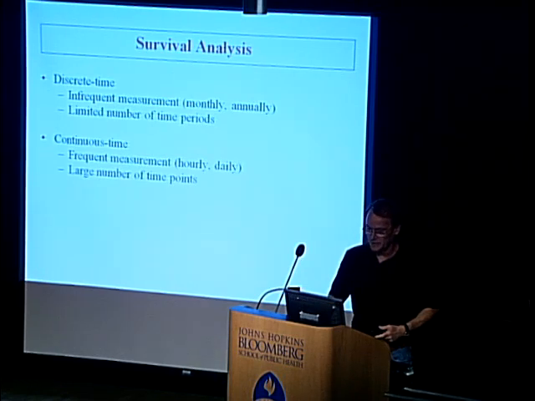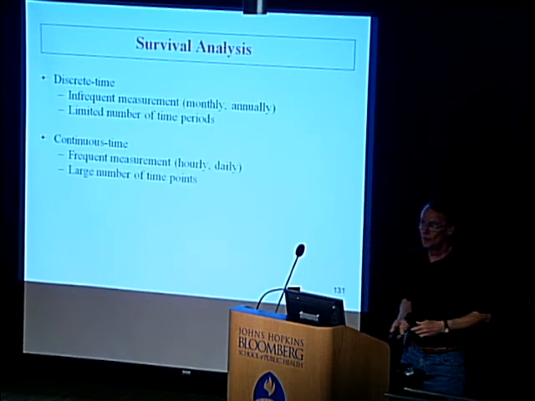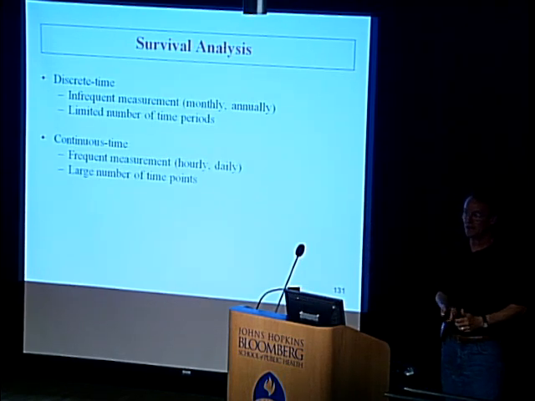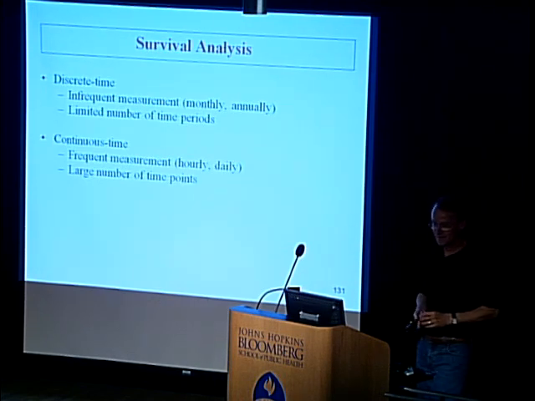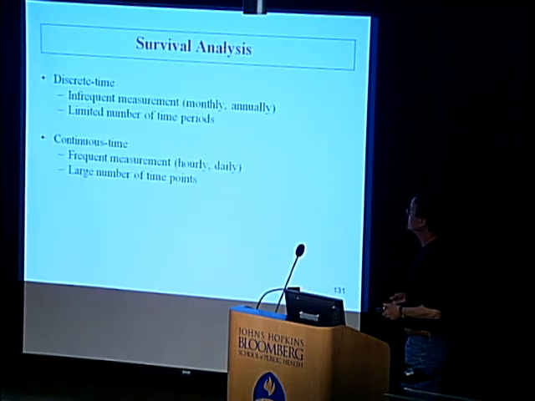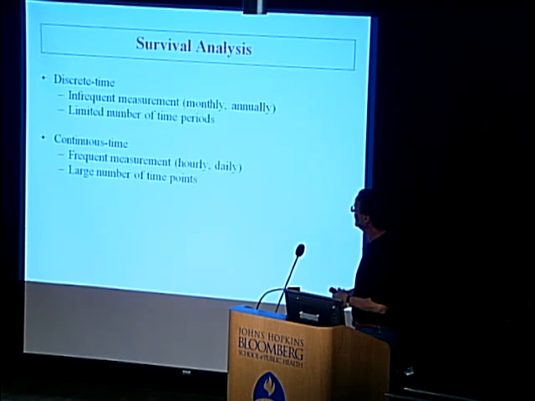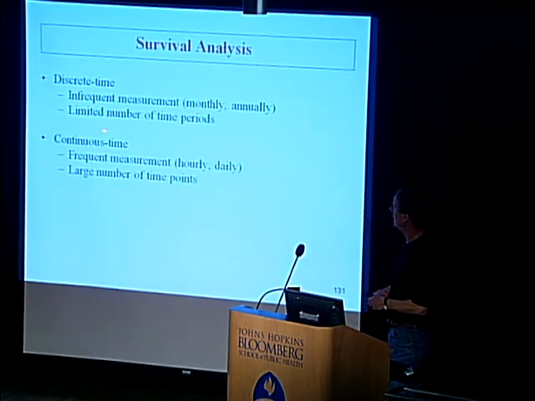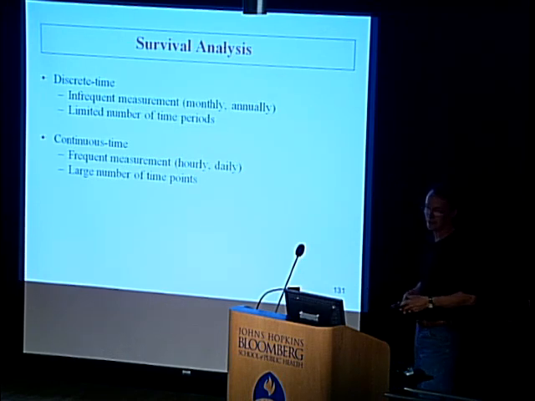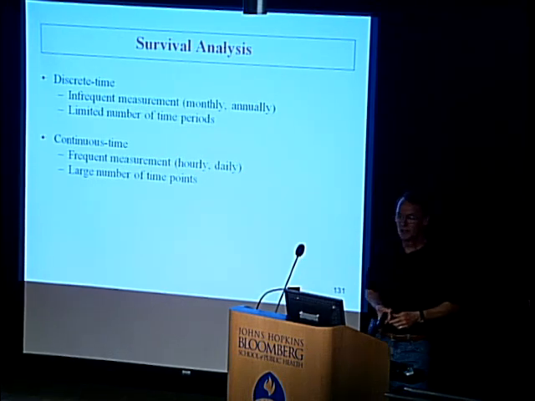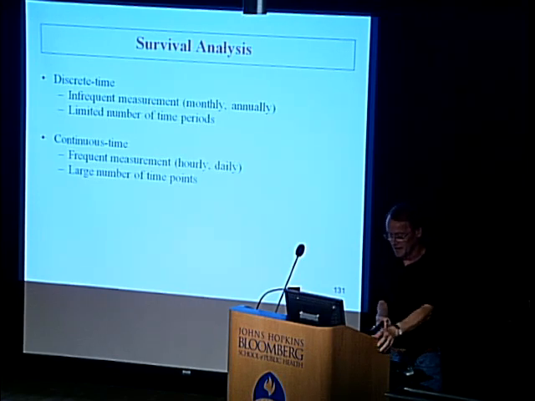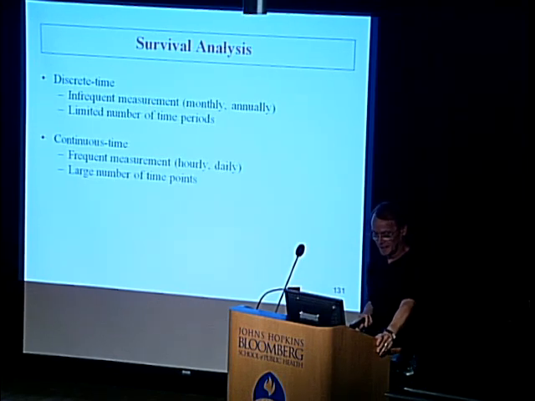Okay, there are two kinds of survival analysis. One that's easy to understand and one that's very hard to understand. So I deem the discrete time survival to be easy to understand and the continuous time to be hard to understand, but others may disagree. Certainly the readings on this, it seems like the discrete time survival is a little easier to understand. So I'm going to start there.